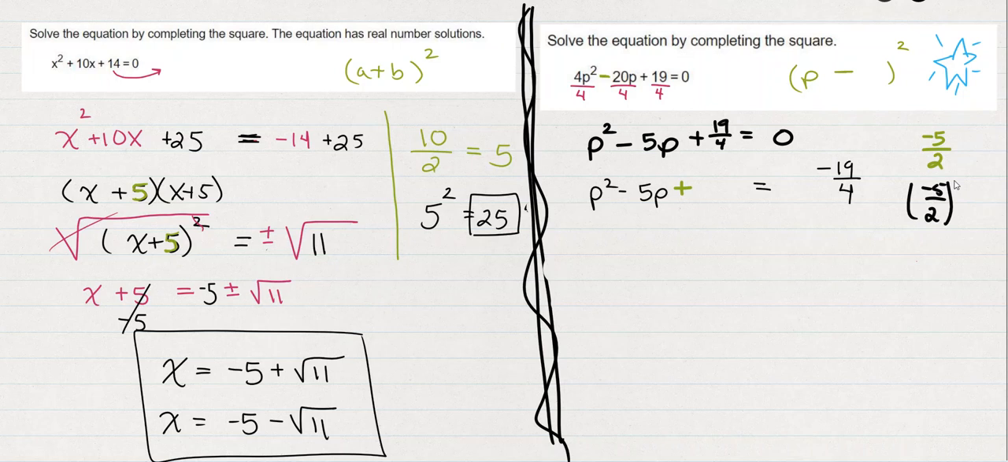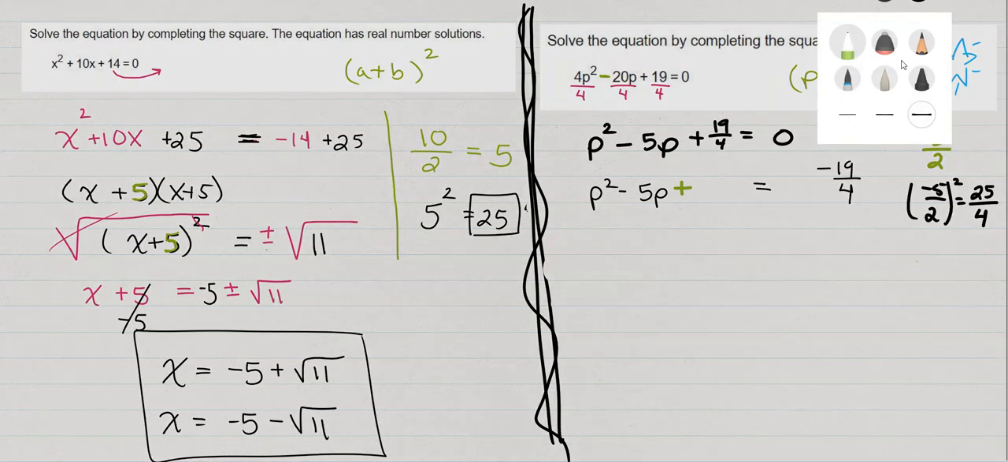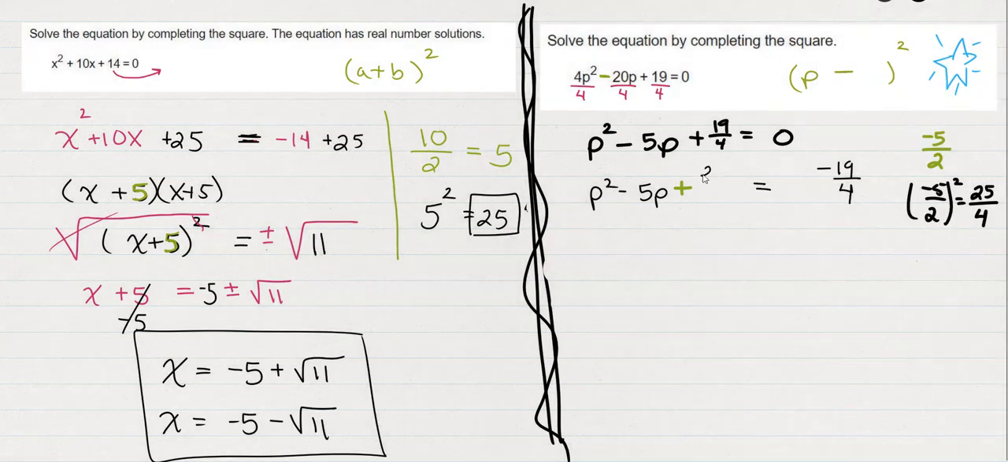Watch out that when we square that, it's going to be positive, right? Because negative 5 times negative 5 is 25. 2 times 2 is 4. So it looks like the magic number that I could add to both sides here is going to be the positive 25 over 4. And I'm going to add that to both sides.